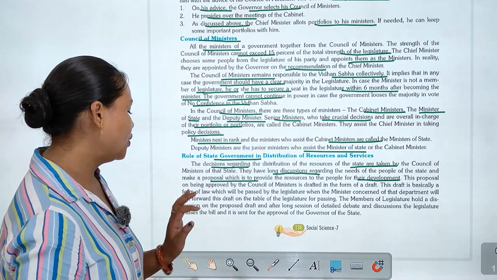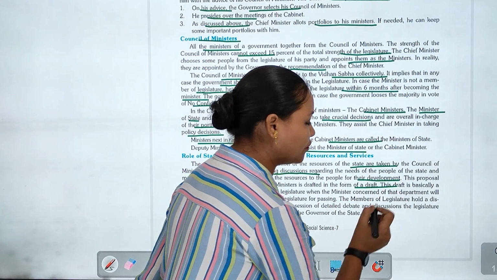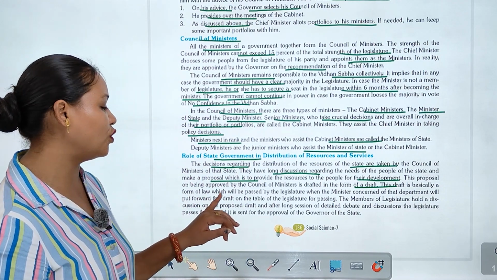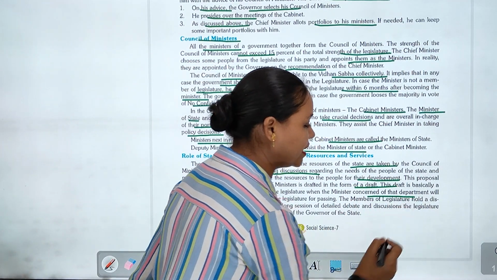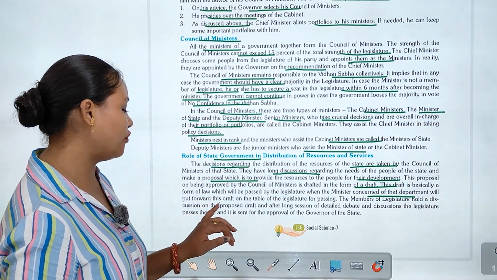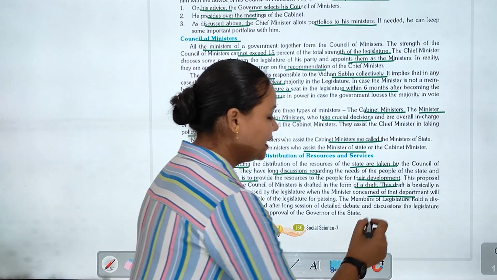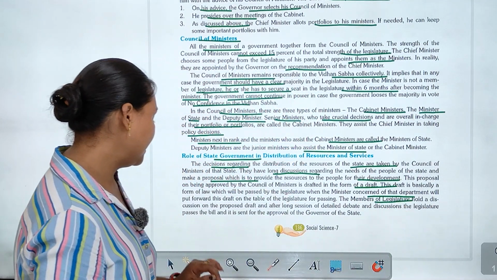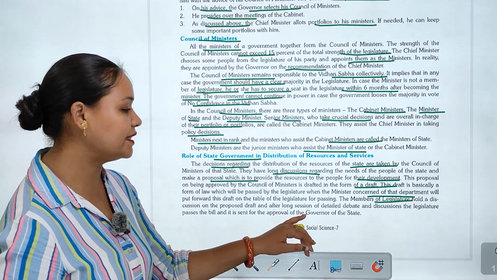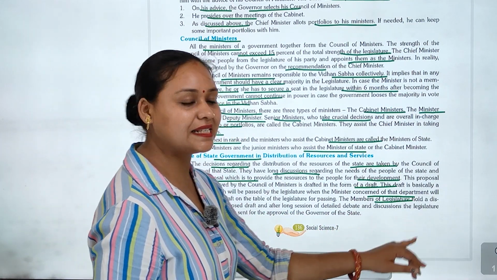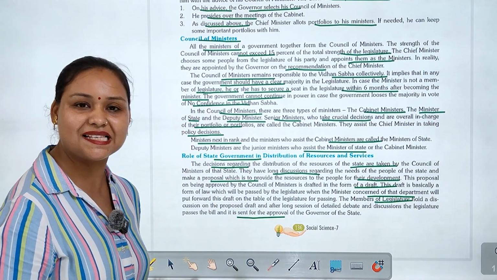This proposal, on being approved by the Council of Ministers, is drafted in the form of a draft. This draft is basically a form of a law which will be passed by the legislature, and the minister concerned of that department will put forward this draft on the table of the legislature for passing. The members of the legislature hold the discussion of the proposal draft, and after a long session of detailed discussion, the legislature passes the bill and it is sent for the approval of the government of the state.